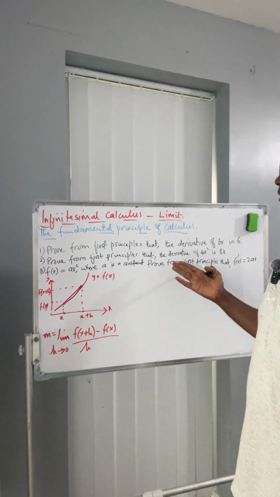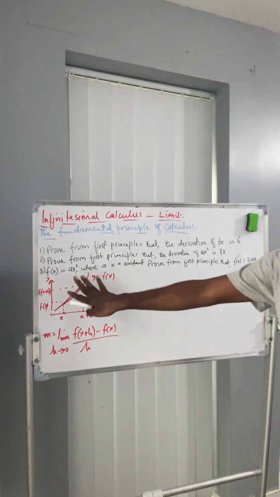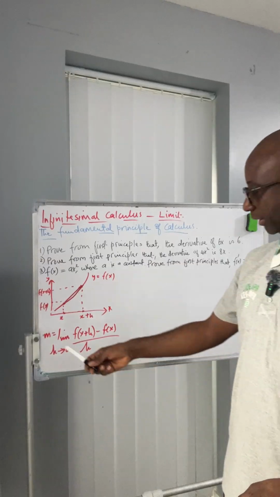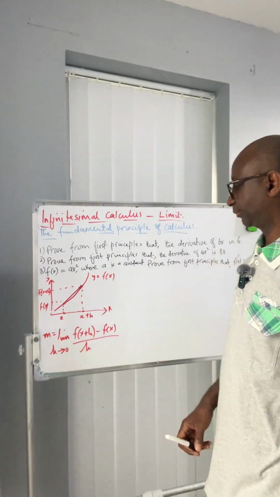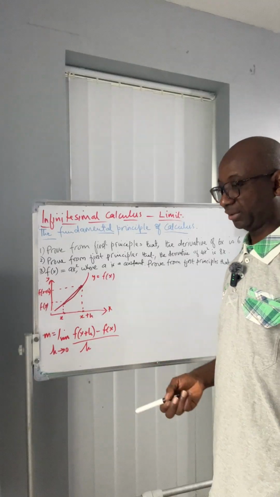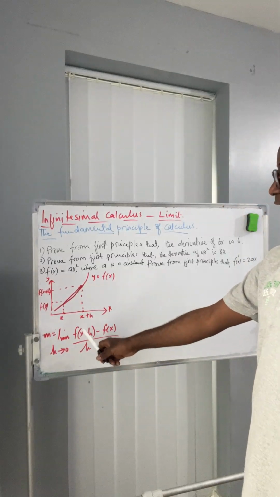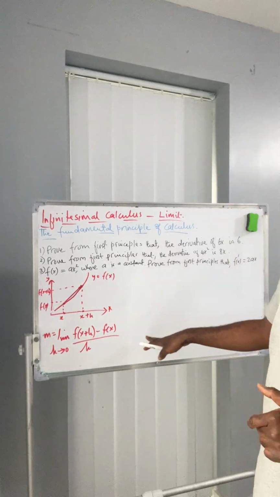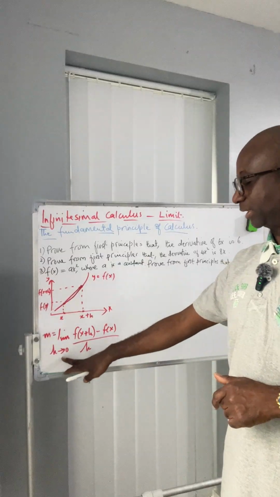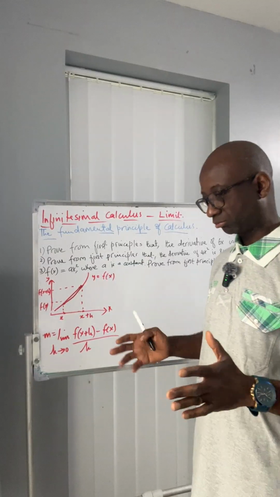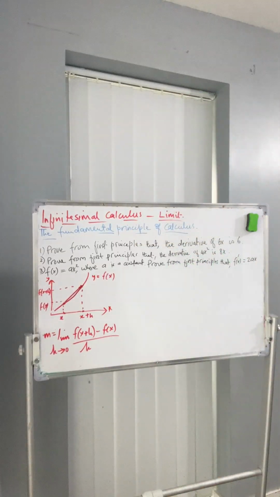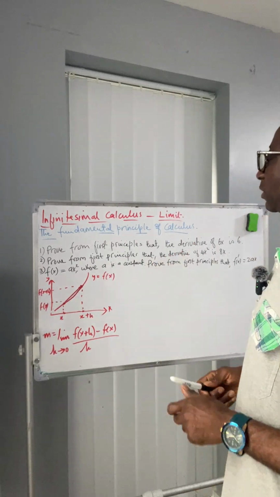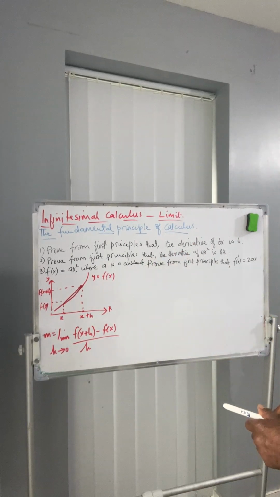First principles of calculus is this idea you see here. The limits. M means gradient. So the gradient of a curve is equal to the limit of the function of that curve plus the small displacement it makes, minus the function itself, divided by h, as that displacement tends to 0. So that is the first principle. It is the fundamental principle of calculus. We also call it the first principles of calculus.